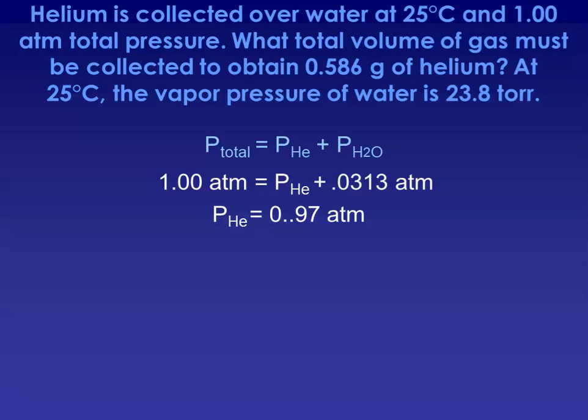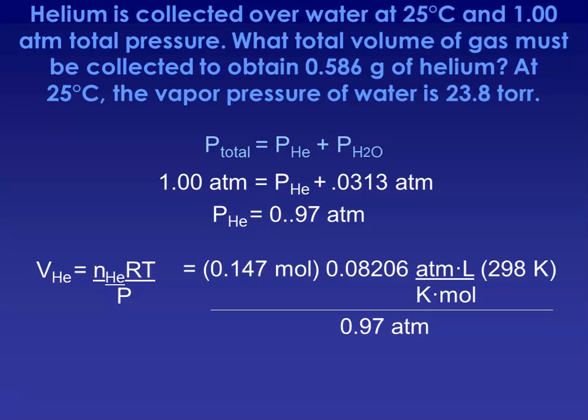Now that I know the pressure of my helium gas, I should be able to use my ideal gas law. I can convert my grams of helium into moles. I have my constant, I have my temperature, and now I have my pressure with only 1 decimal point this time. The atmospheres, the moles, and the kelvins cancel out, which leaves me with units of liters, and that gives me 3.7.